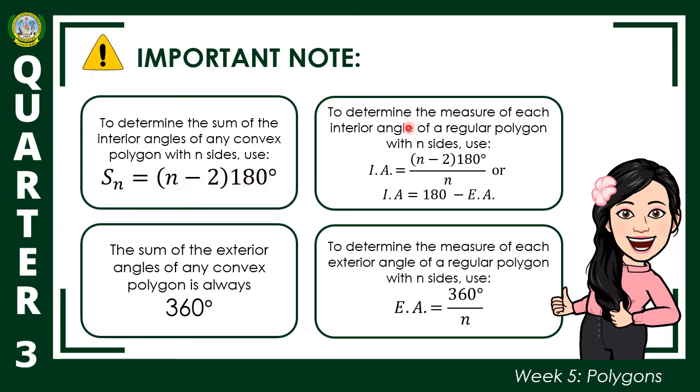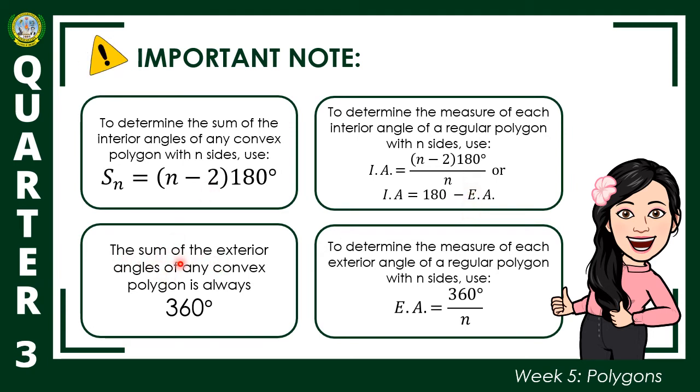Next is the formula naman that we use to determine the measure of each interior angle of a regular polygon with n sides. Again, this is only for regular polygons. Okay? So, ang gagawin nyo po is to divide the sum, yung kanina, yung sum, by the number of interior angles. Or kung given naman po yung exterior angle ng polygon natin, pwedeng isubtract nyo na lang from 180 since nagpo-form naman sila ng linear pair.